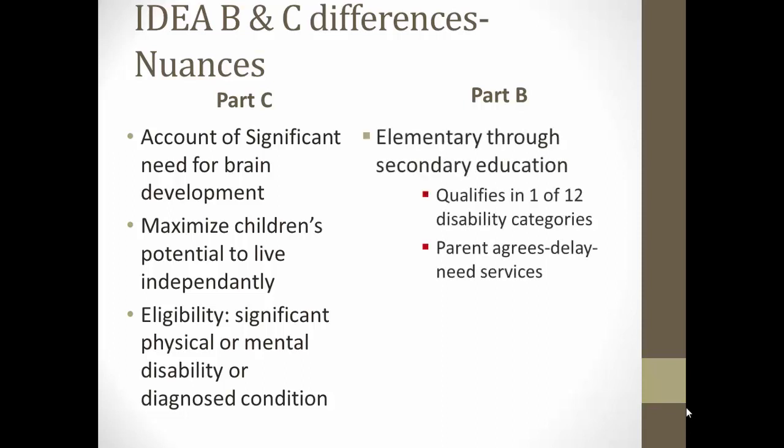For Part B, as I mentioned, we go through elementary through secondary ed. The child can qualify in one of 12 disability categories, including emotional disturbance, ADHD, and other categories. The parent must agree that there is a cognitive delay and that the child needs services.